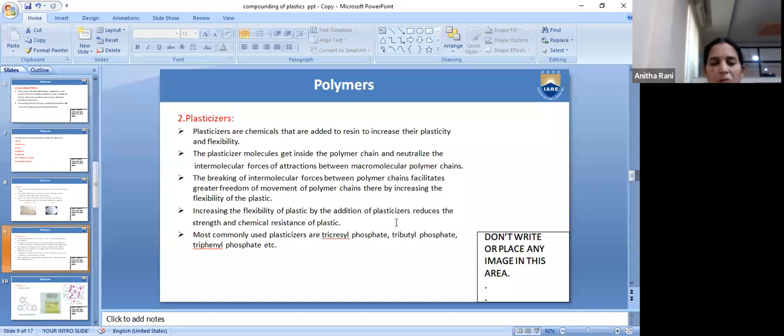There is a disadvantage: the strength of the polymer resin decreases. Plasticizers reduce the strength and the chemical resistance of the plastic. But to increase flexibility and plasticity, we use plasticizers. They do not reduce the strength much, maybe only a little. So for this purpose, to increase plasticity and flexibility, we use plasticizers.